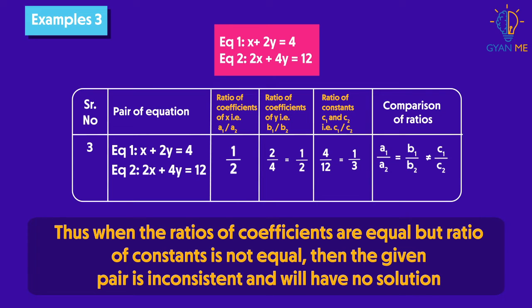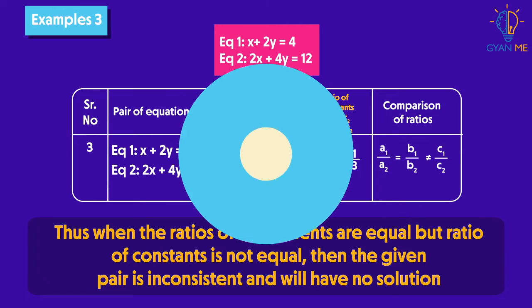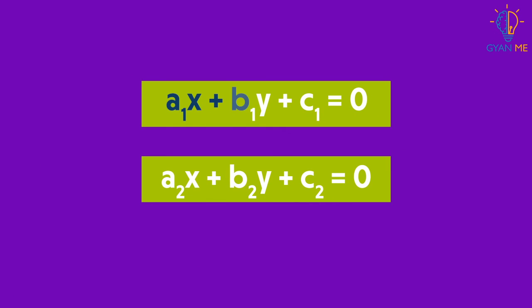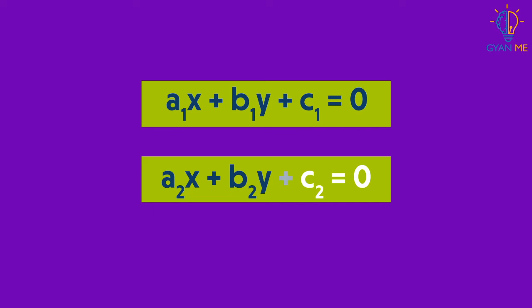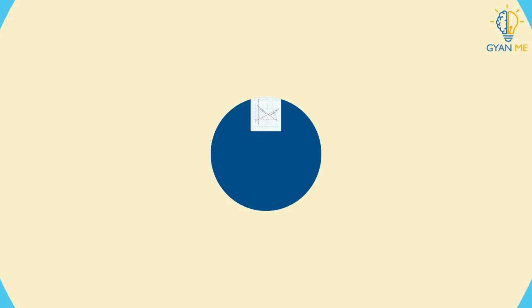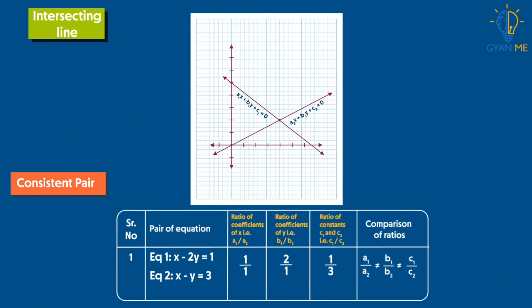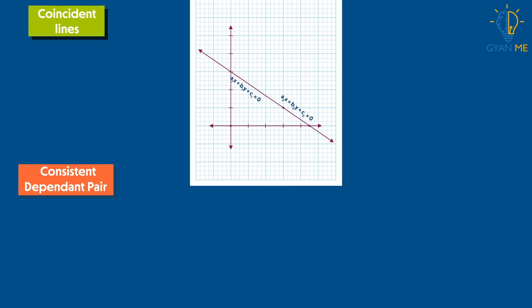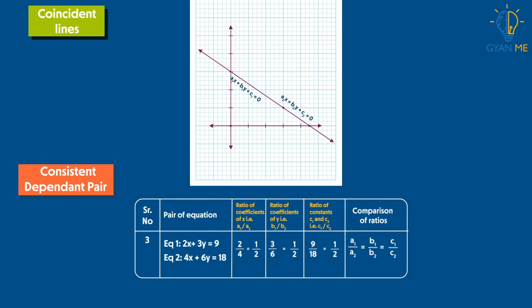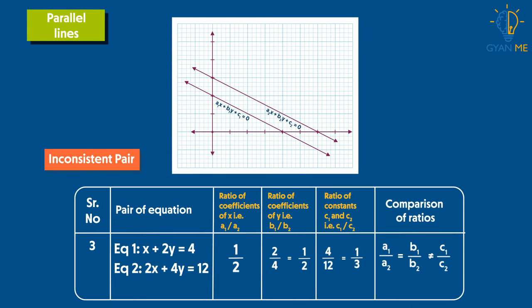From the table above, we can observe that if we represent a pair of equations as a1x plus b1y plus c1 is equal to 0 and a2x plus b2y plus c2 is equal to 0 by the lines on a graph, then we find that for intersecting lines, a1 upon a2 is not equal to b1 upon b2. Also, for coincident lines, a1 upon a2 is equal to b1 upon b2 is equal to c1 upon c2. And for parallel lines, a1 upon a2 is equal to b1 upon b2 is not equal to c1 upon c2.